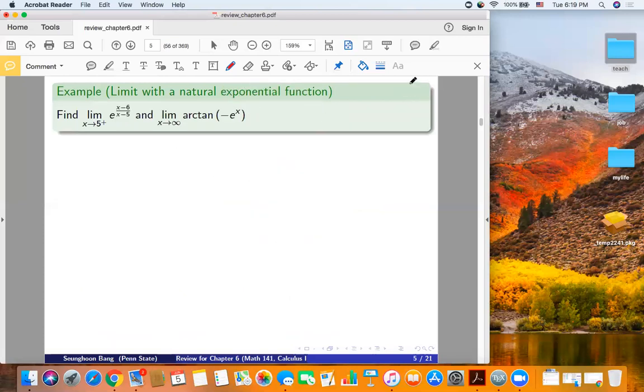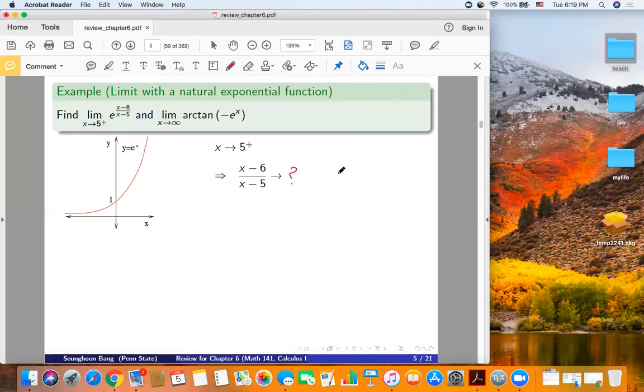Here, how can you solve the limit of e to the x minus 6 over x minus 5 as x approaches 5 from the right? And what's the limit of arctangent of negative e to the x as x approaches infinity? For the first problem, I want to use the exponential function. We can do it step by step. The x value approaches 5 from the right. What happens to the exponent x minus 6 over x minus 5? What is the answer? What do you think?